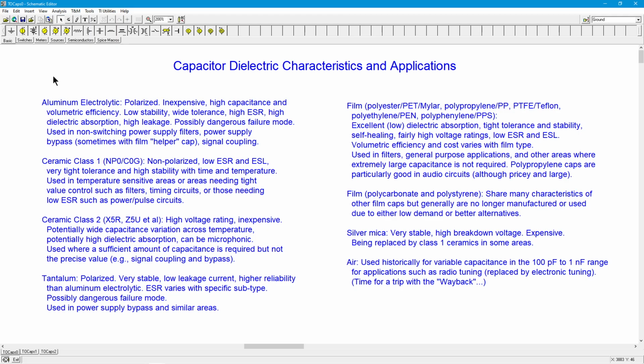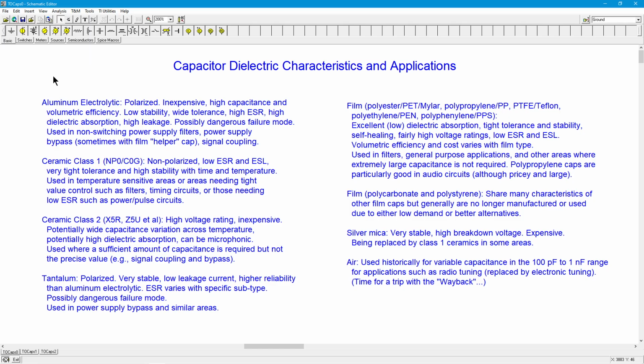Kind of the exact opposite of that is a class 1 ceramic, an NP0 or a C0G. These are non-polarized. These are actually really nice capacitors. Low ESR, low ESL. Like I said, high stability, temperature requirement, very, very nice. What's the downside? I mean, if that's so great, what's the downside? Well, you can't get very large values. I mean, tens of picofarads, hundreds of picofarads, maybe low nanofarads. You're not going to find a class 1 ceramic that's 470 microfarads. All right? You can't. Even if you wanted to, you're not going to find them.